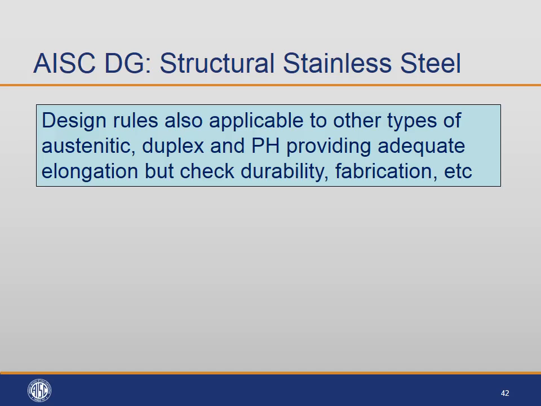Now, there are quite a lot of other grades of stainless steel, so I've put a provision in the design guide that the design rules can also be applied to other types of austenitic, duplex and precipitation hardening grades, providing they have an elongation of 20% or more. But the guidance in the design guide dealing with durability and fabrication wouldn't necessarily apply to them, so you might need some specialist advice for that.